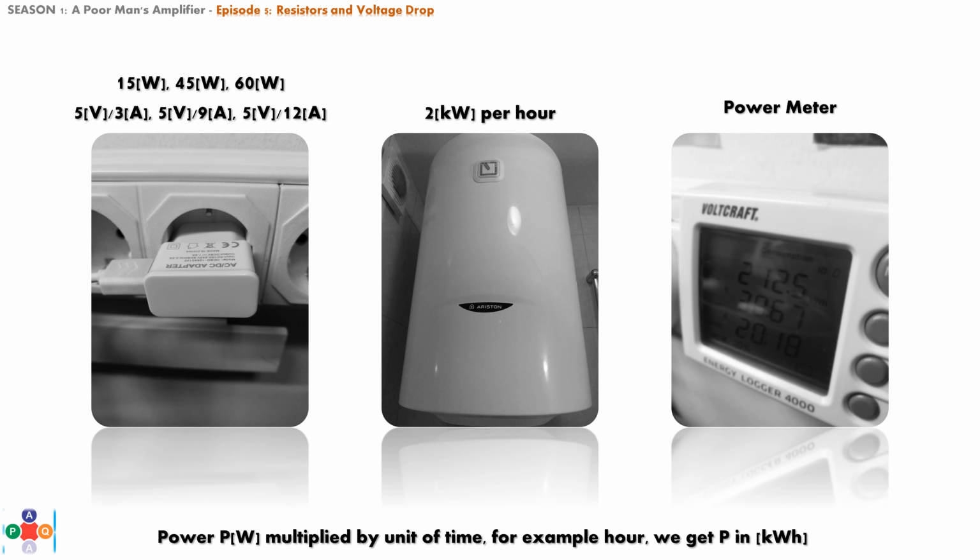So, if it takes 1 hour to completely charge our phone from 0 to 100%, and our charger delivers 15 watts of power, that means that one charging of our smartphone consumed 15 watt-hours of energy. If our water heater consumes 2 kilowatts of power to heat up the water, and we let it run for 1 hour, then we say that our water heater consumed 2 kilowatt-hours, being switched on for exactly 1 hour.